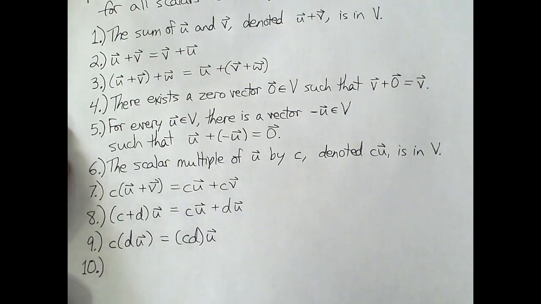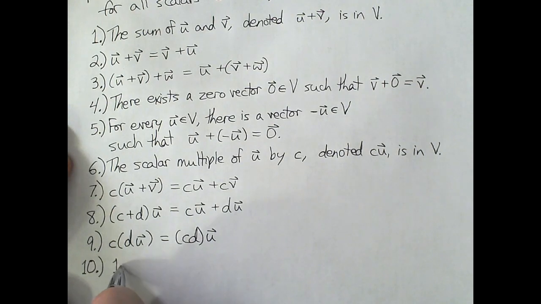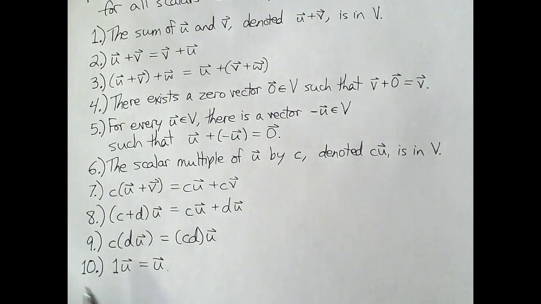The 10th property is that 1 times u equals u. The scalar 1, when you multiply it times a vector, does not change the vector.